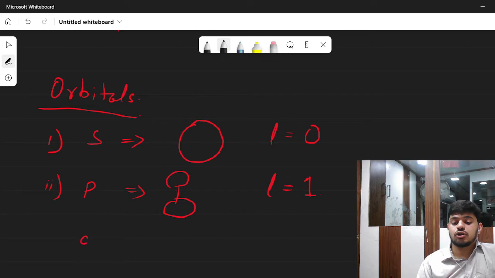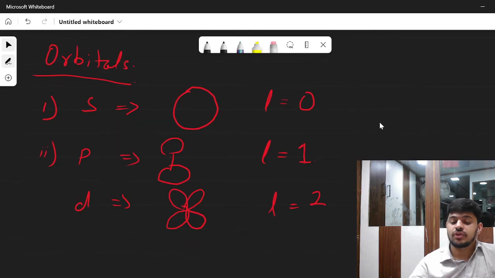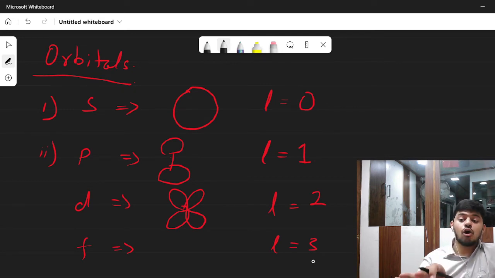Let's talk about the next one. This is d. The d is the double dumbbell. Double dumbbell means one dumbbell like this and one dumbbell like this. So for this l equals 2. And the next one is f, the tri-dumbbell. You don't have to remember the shape of this, and for this l equals 3. So these are the orbitals or subshells present inside the atom.